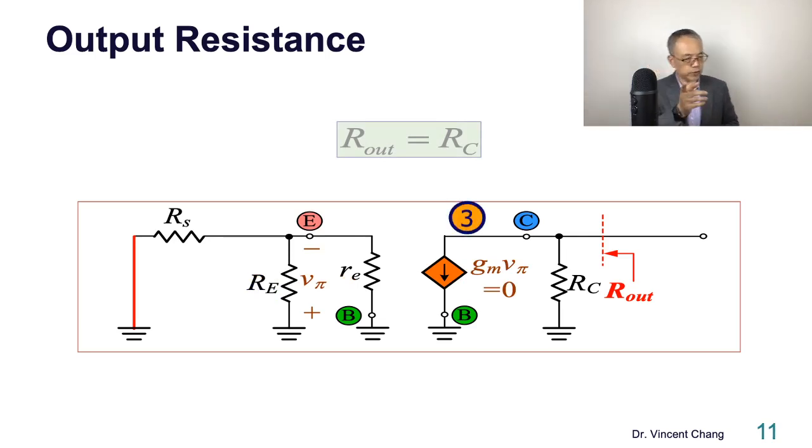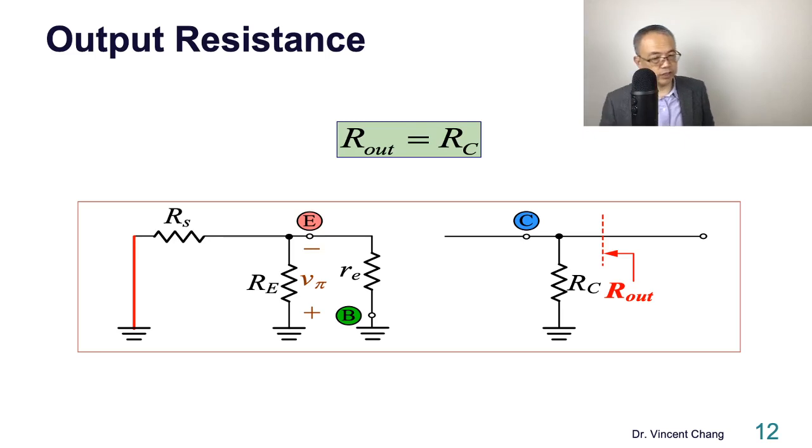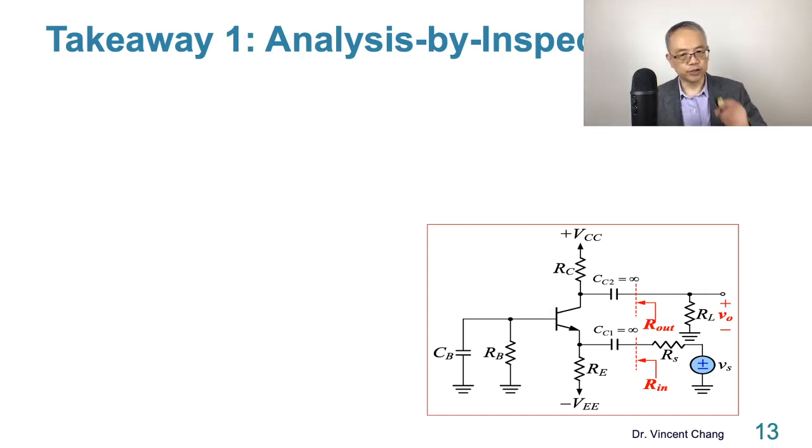When the value of a current source equals 0, that means what? That means the current source is effectively an open circuit. So the answer is in fact RC, no problem. So this is the takeaway, analysis by inspection.